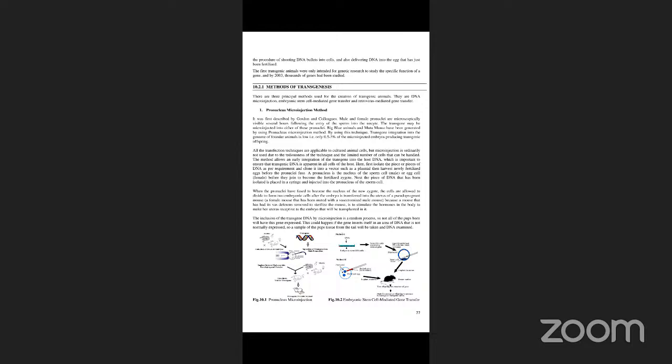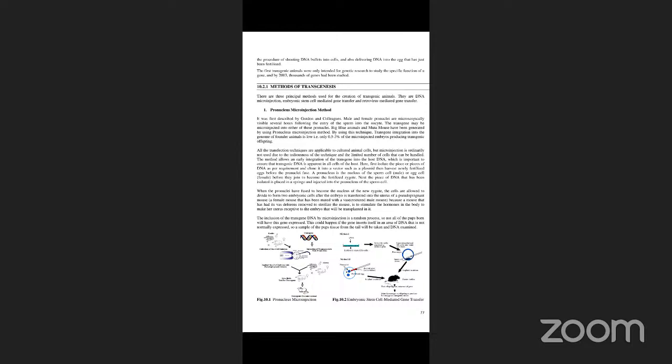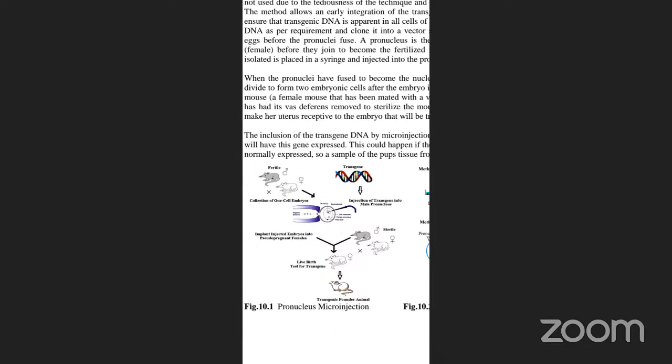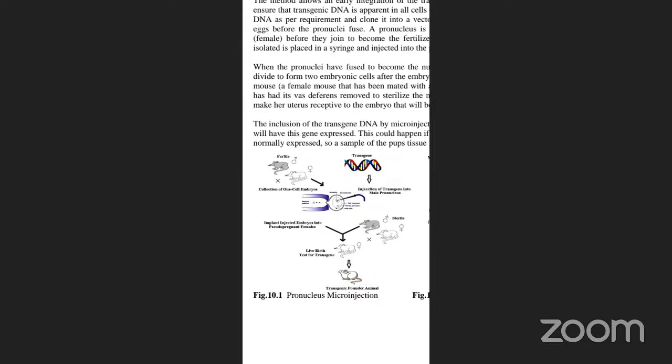I will explain the figure so that it will be easy. Here, this is the transgene, the gene which we have to introduce. This is the male mouse, and the shaded one is the female one, white color one is male. They fertilize the gametes and get one cell.